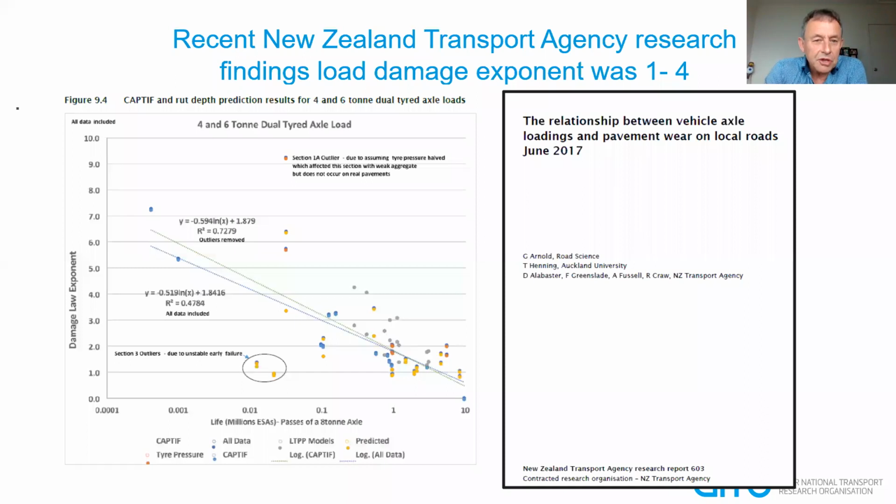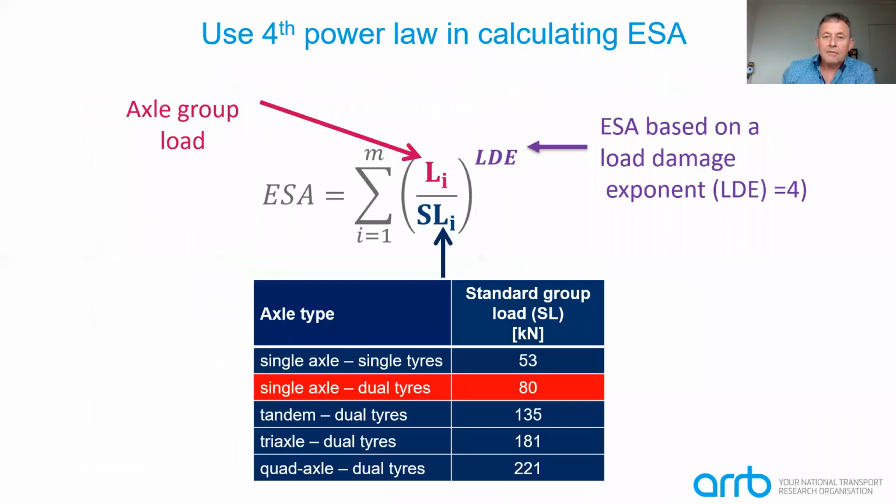And there's also been recent New Zealand research on a granular pavement, in this case, where a 6-ton axle load and a 4-ton axle load were applied to a pavement. Basically they concluded that the load damage exponent for granular pavements in terms of rutting was between 1 and 4. So from that, we've decided to continue to assume that the damage in terms of rutting is related to the fourth power of load.